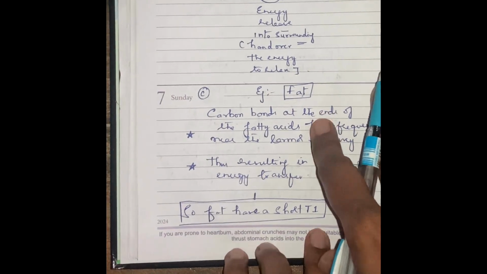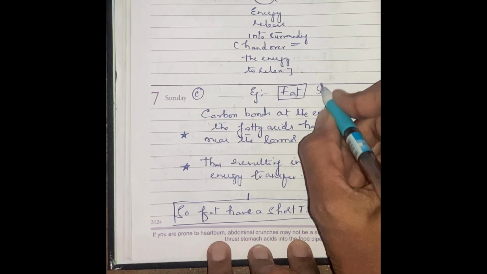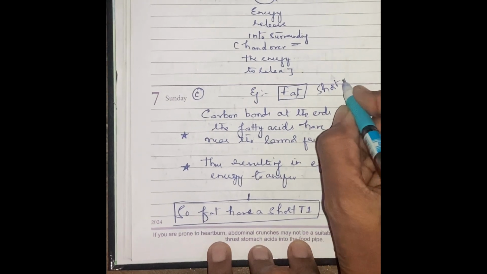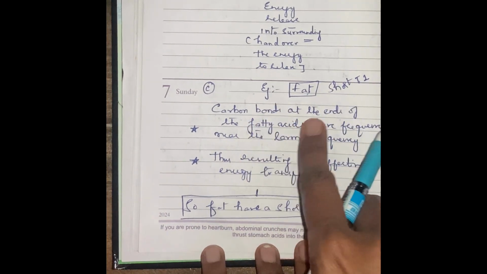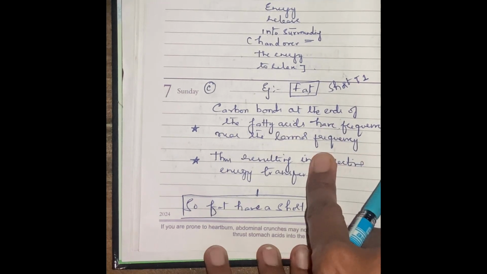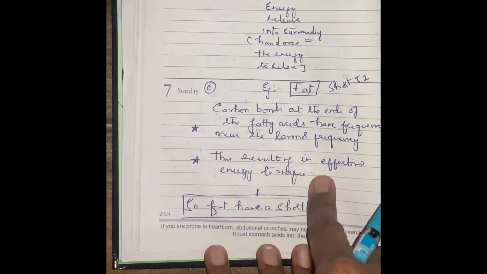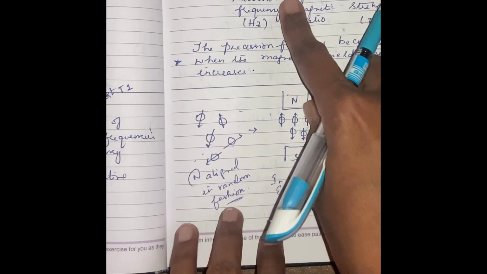Now coming to fat. Why does fat have short T1? Normally, the carbon bonds at the end of the fatty acids have a frequency near the Larmor frequency, resulting in effective energy transfer. That's why fat has short T1. Nice, right? Now coming to the Larmor equation.